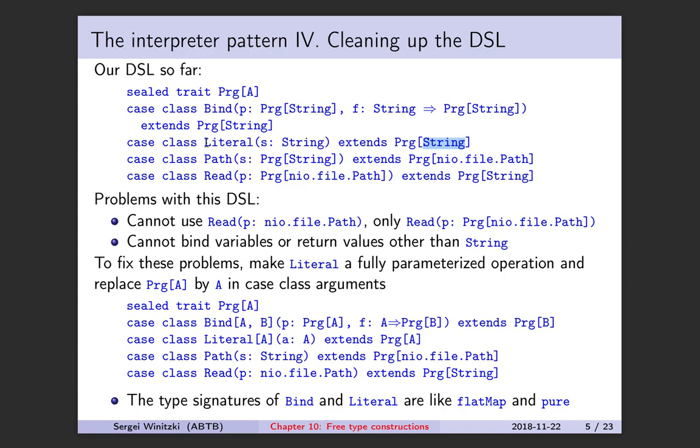So first of all, let's make literal a fully parameterized operation so that it's a literal of A and it returns program of A for any A. And secondly, let's replace this string by a parameter A as well. So that would be a parameter A, then will be an A to program of B. So we want to now have arbitrary types instead of string here. So we introduce two type parameters in bind. And we will have this generality. Everything else stays the same.